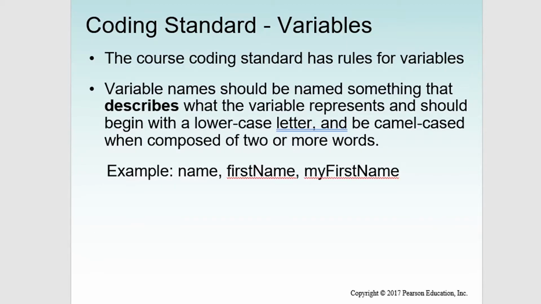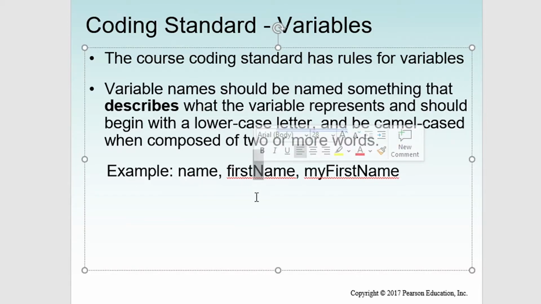The course coding standard has rules for variables. Variable names should be named something that describes what the variable represents and should begin with a lowercase letter and be camel case when composed of 2 or more words. So if you go into Canvas and read our coding standard, you will see that there is an explanation on how to create variables. So here are some examples of valid variable names that comply with the coding standard. Name, firstName, you can see the second word in this variable is capitalized. myFirstName, and you can see whenever you start a new word, that letter is capitalized. But it always starts with a lowercase letter.